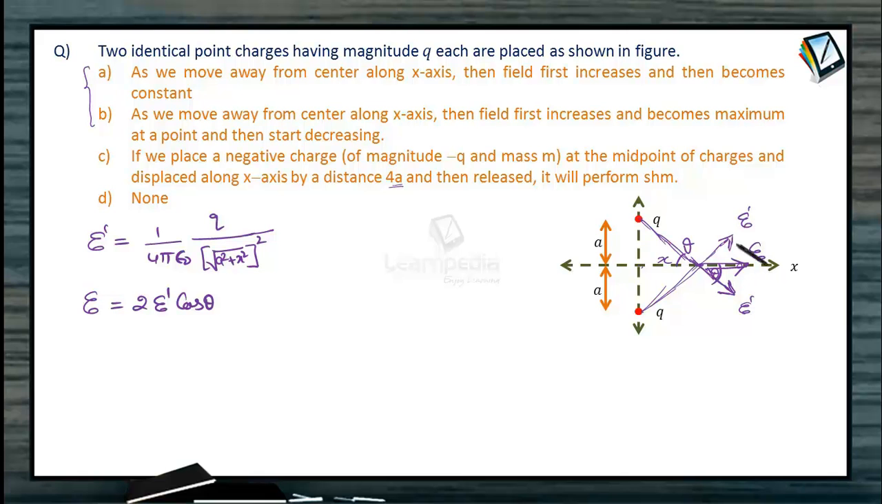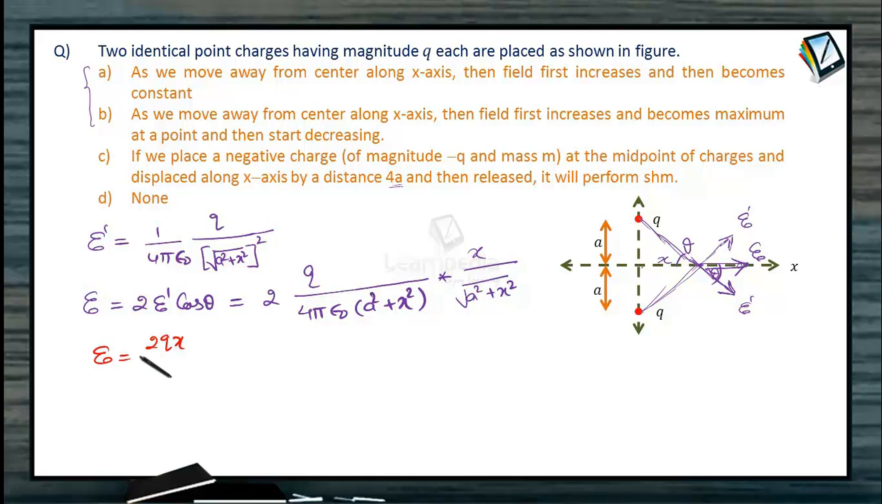The E dash cos theta components are added, and the sin theta components cancel each other. So 2 times E dash, which is q divided by 4 pi epsilon naught into a square plus x square, because the square root has vanished with the square, into cos theta. Cos theta is x divided by under root a square plus x square, as you can see in this particular triangle. So the net electric field E becomes 2qx divided by 4 pi epsilon naught into a square plus x square raised to the power 3 by 2. So this is the net electric field.